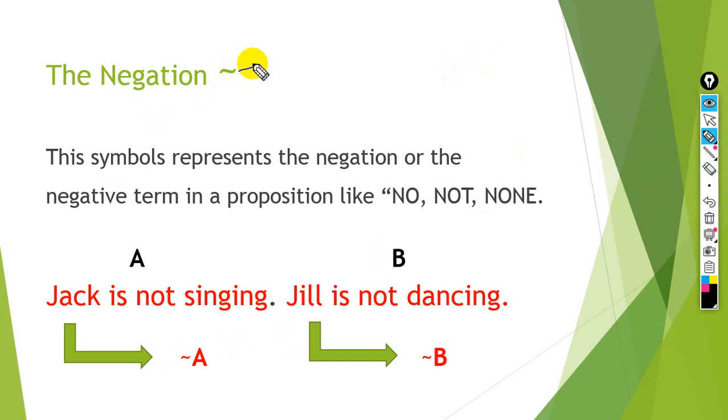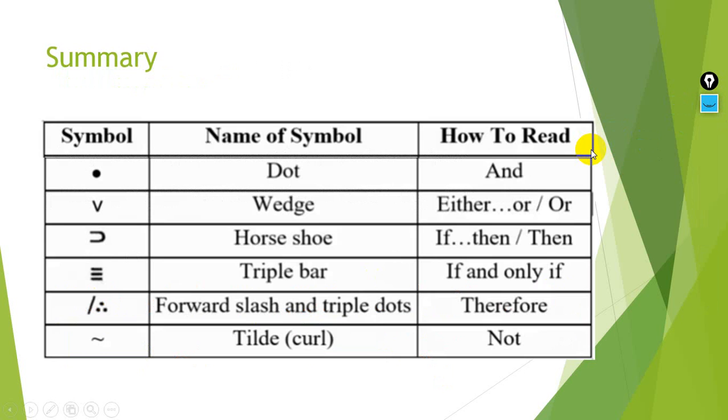So this sign means tilde. The tilde sign is used for negation. Now, for example, A is 'Jake is singing', so the negation of A is 'Jake is not singing'. 'Jill is dancing' will be B, and the negation of B is 'Jill is not dancing'. So this is the representation of a negation proposition.